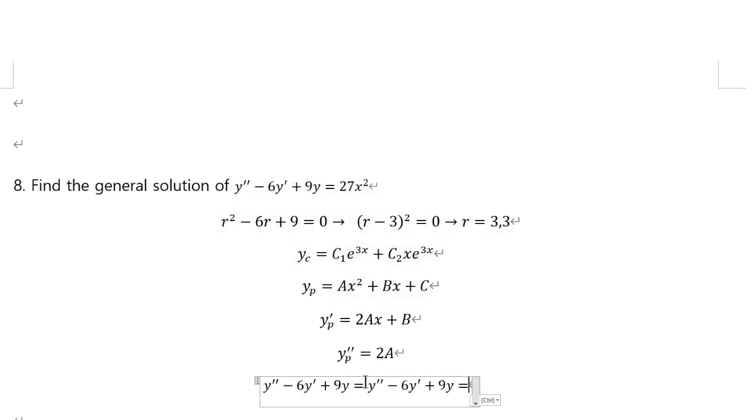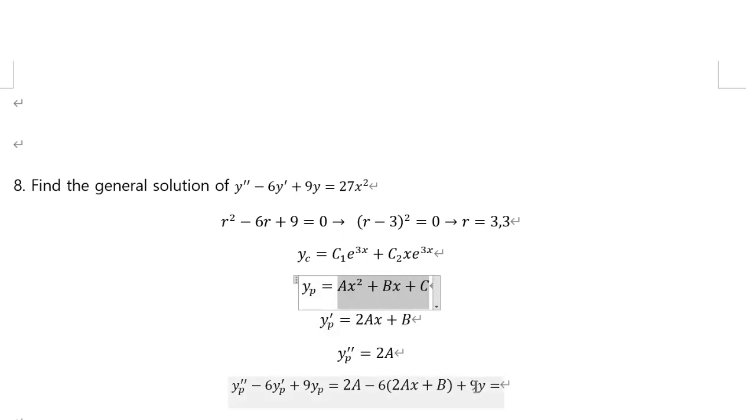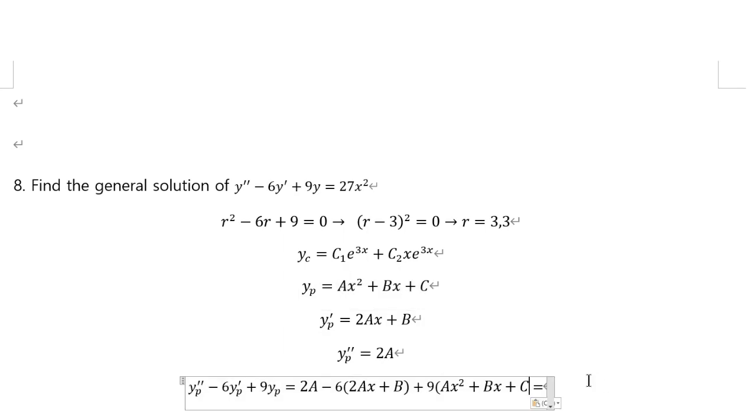So that's going to be y double prime is 2a replaced, and then y prime of p would be this. Oh, by the way, let me just put underscore p just to stress the fact that I'm evaluating the left side with yp plugged into y. And then 9y, y is this thing, so you have to multiply.